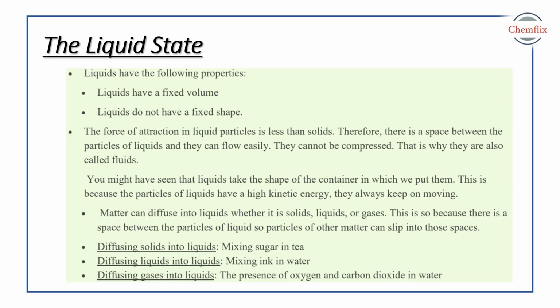Now moving to the liquid state. Liquids have the following properties. They have fixed volume. I'm buying 2 liters of milk from the milkman, or I'm buying 1 liter of sunflower oil, right? Liquids do not have a fixed shape. When I'm filling this oil in a plastic bag, it gets the shape of that plastic bag. When I'm filling it in a bottle, it gets the shape of that bottle. That means liquids do not have a fixed shape, but they possess a fixed volume.